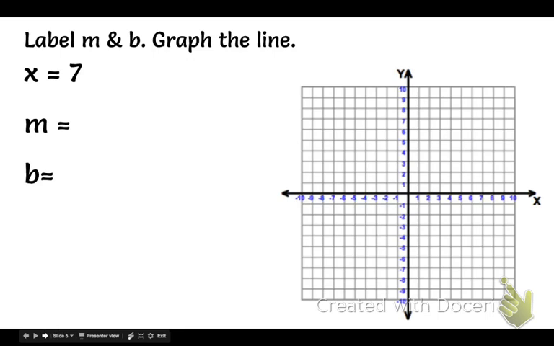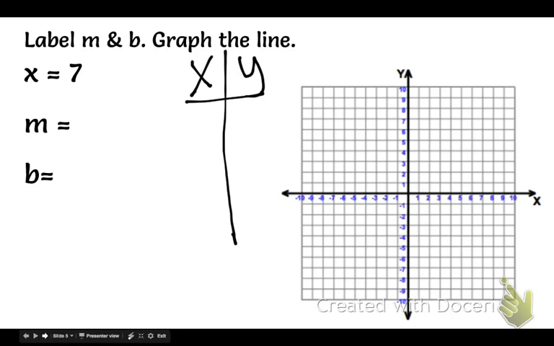All right, here's our next example. X equals 7. So again, this equation looks a little different because there's only one variable. So I'm going to ask you to create an XY table, just like we did in the last example. So we're going to work backwards. We're going to create the graph, and then we're going to calculate the slope and the y-intercept.